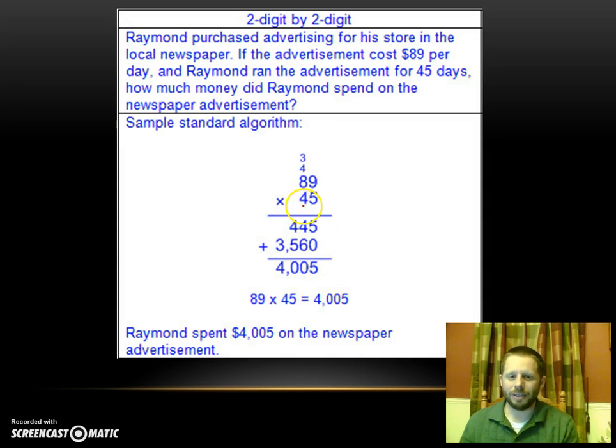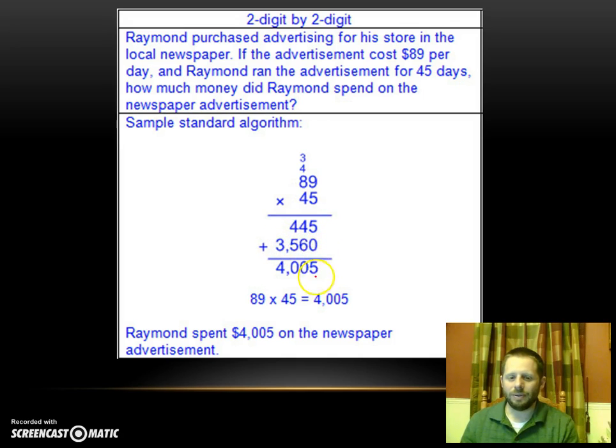We're now going to multiply by the 4, which is in the tens place. So we're going to do 4 times 9, which is going to give us 36. So we're going to bring our 6 down, carry our 3. And then we're going to do 4 times 8, which is going to give us 32 plus 3 more will make 35. Once we finish multiplying our digits, we are going to add our totals together.